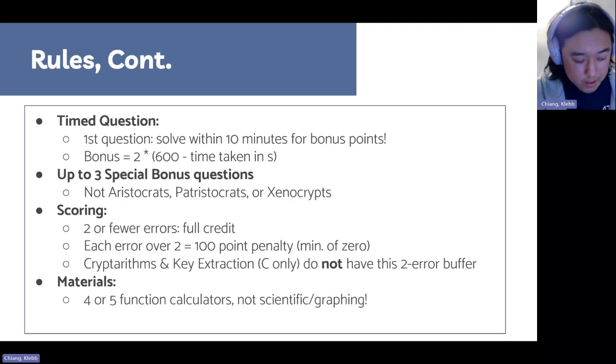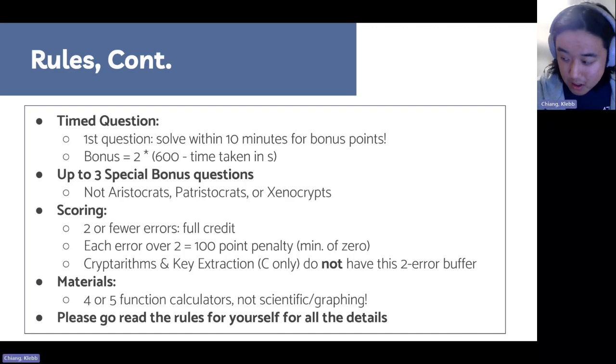Materials wise, I'm just going to point out, please make sure you have a 4 or 5 function calculator. I have had so many teams where I've had to confiscate calculators, or I've had to have people put calculators away because they're scientific or graphing or something. So just make sure you have a 4 or 5 function calculator, addition, subtraction, multiplication, division, and then maybe percent or square root or something. Memory functions usually don't count.